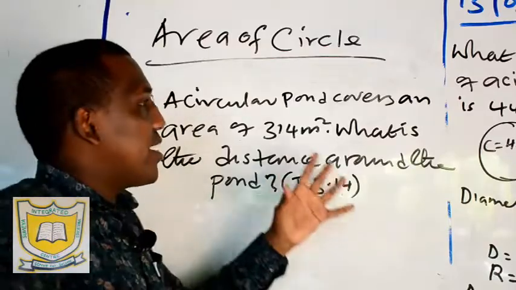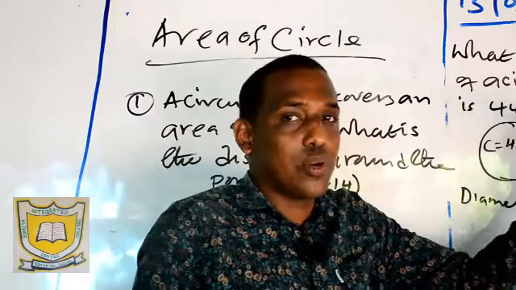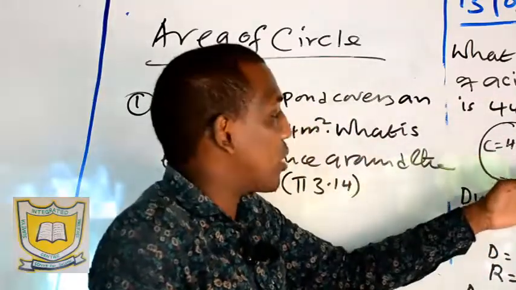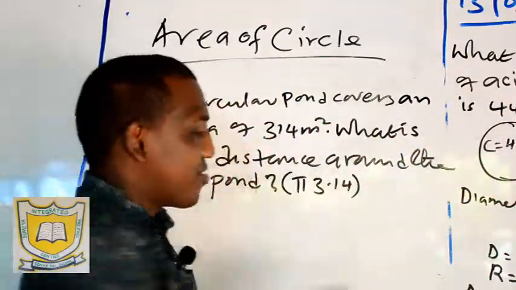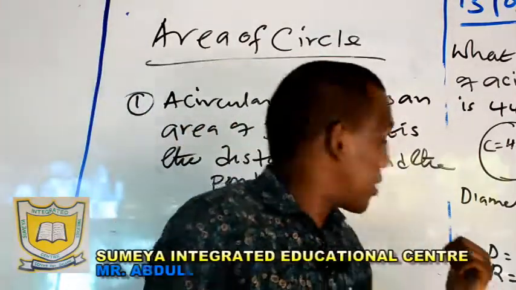Now you are given the area. It's different from this one. In this one we had the circumference and they wanted the area. It's the opposite of this one. Now in this one you are given the area and they want the circumference.